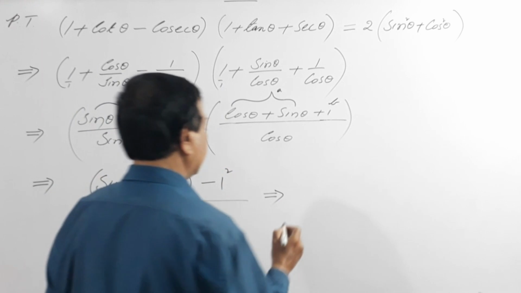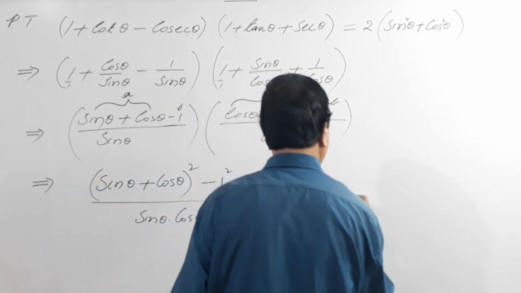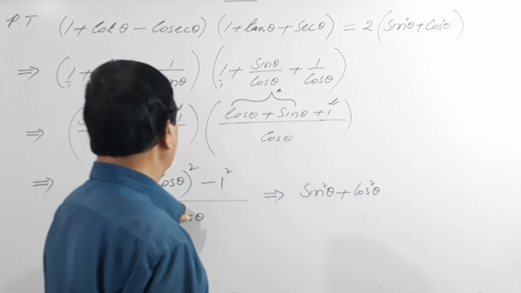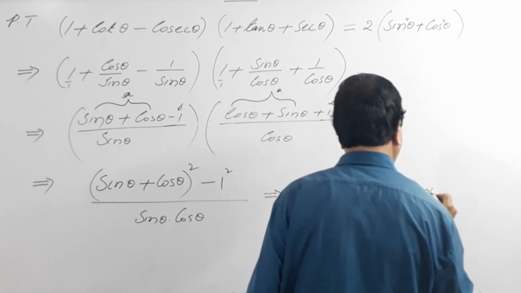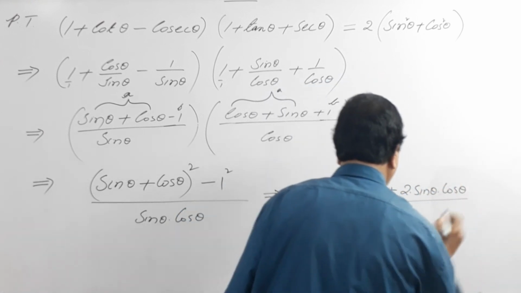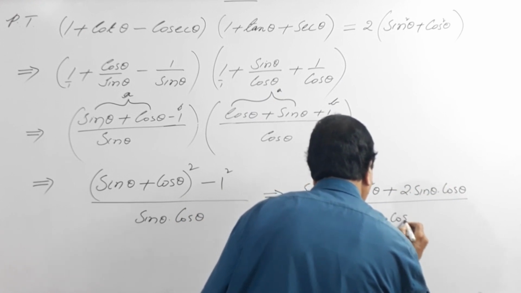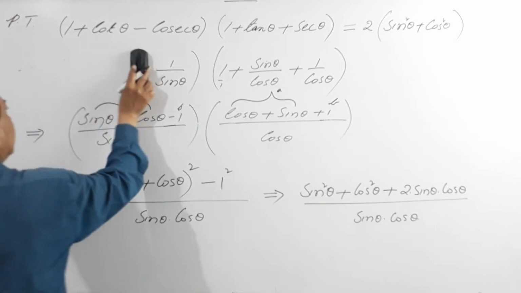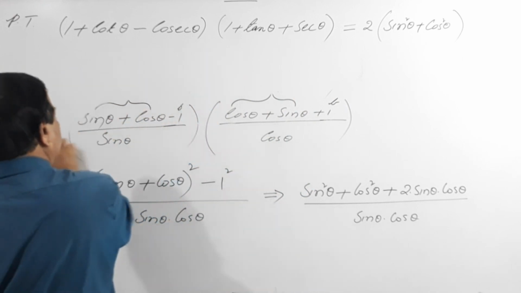So what happens? This is sin square theta plus cos square theta plus 2AB, that is 2 into sin theta into cos theta, divided by sin theta into cos theta. Right. I'll rub this. I'll rub this also.